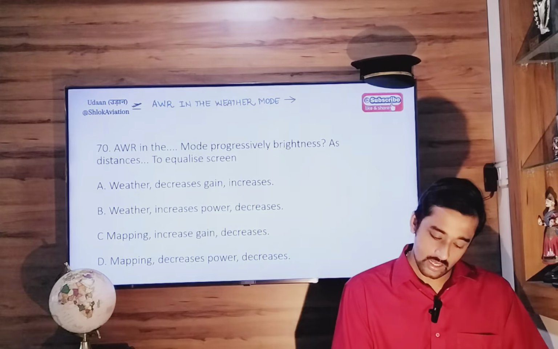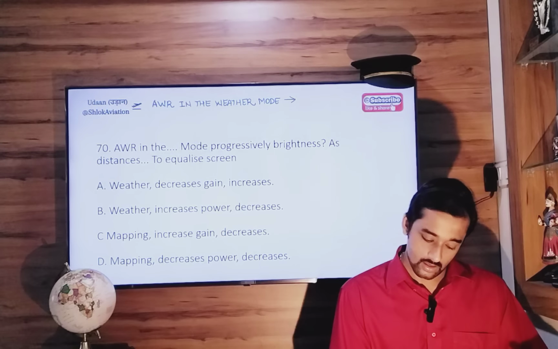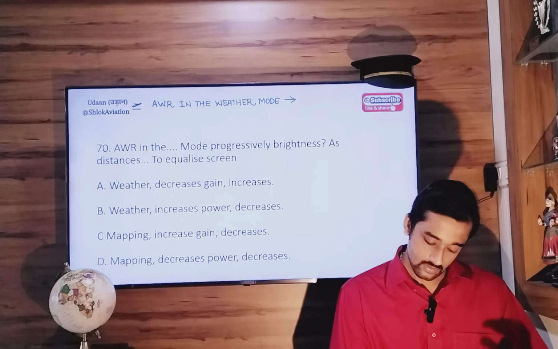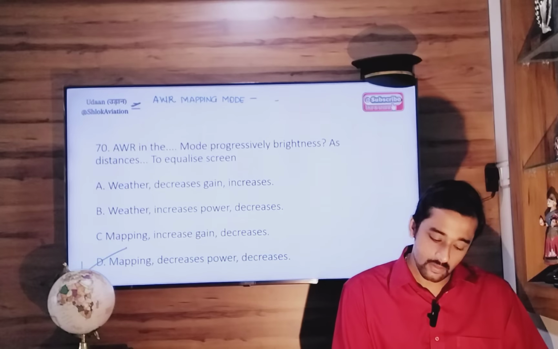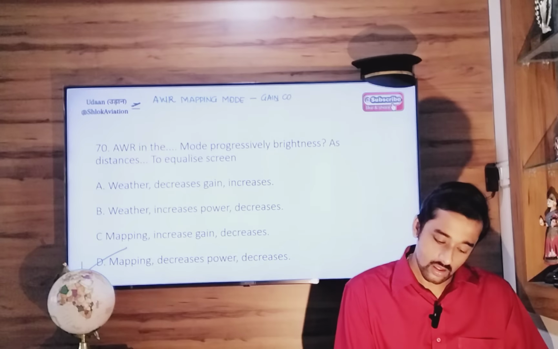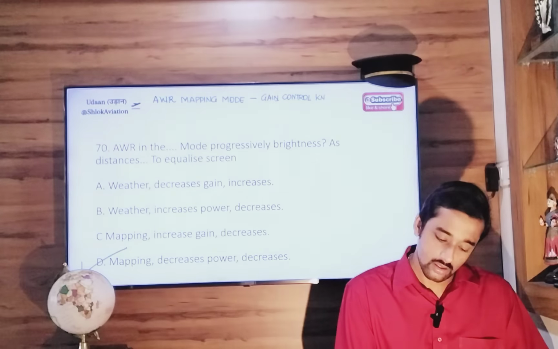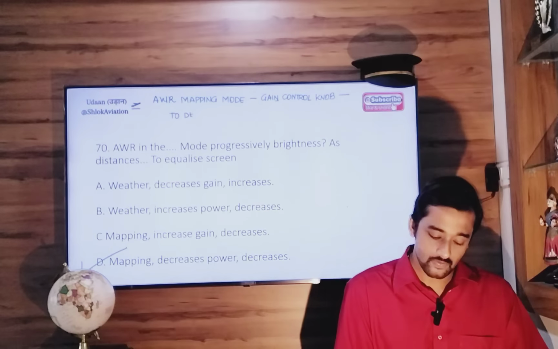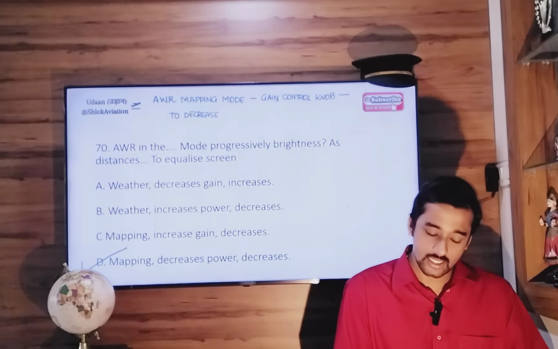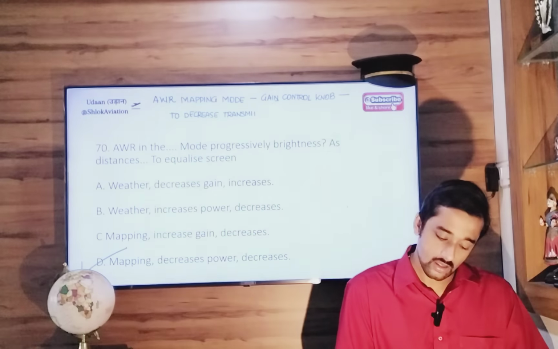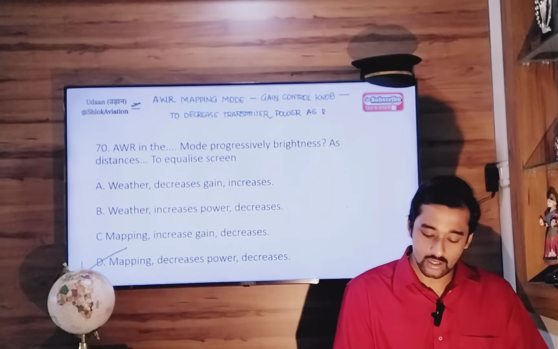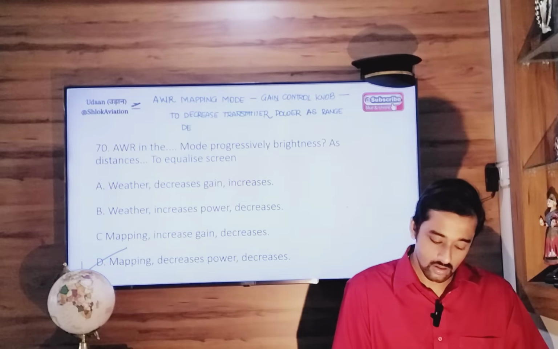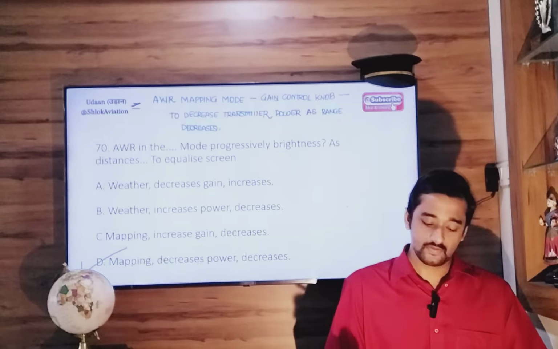After using it in the weather mode, the gain control knob is used to decrease transmitter power as range decreases. As range decreases. Remember this.